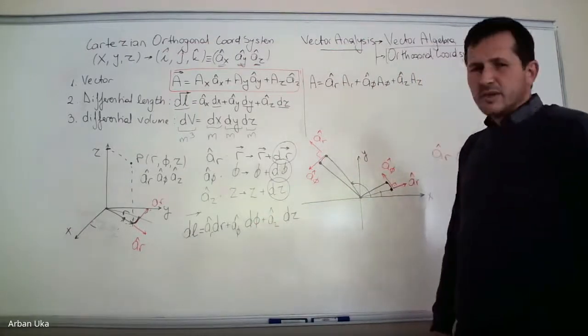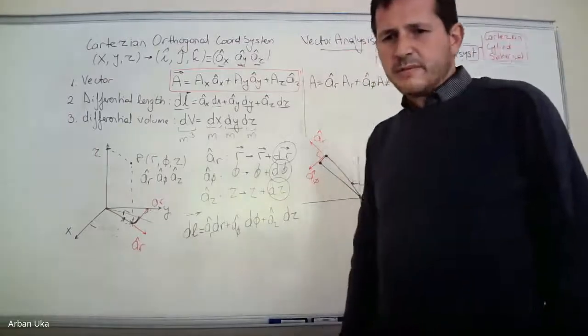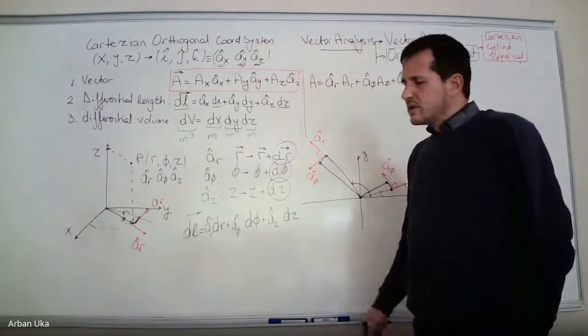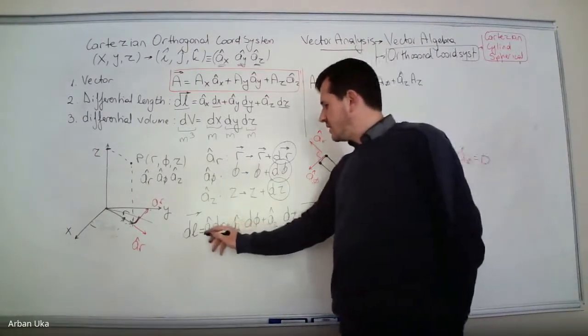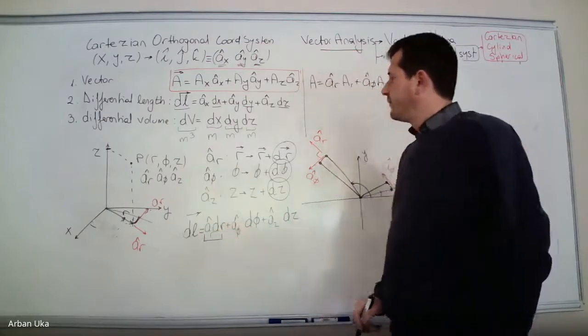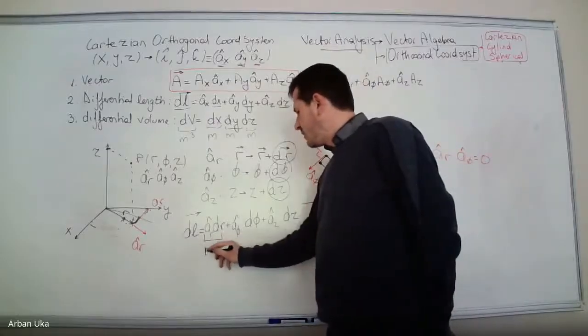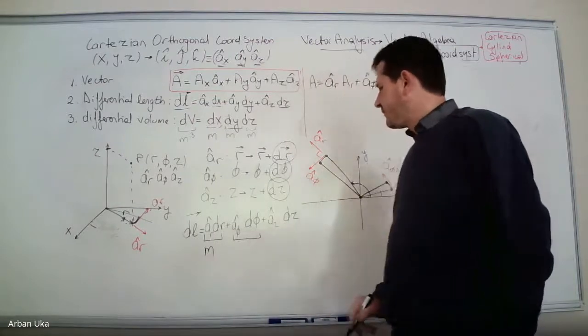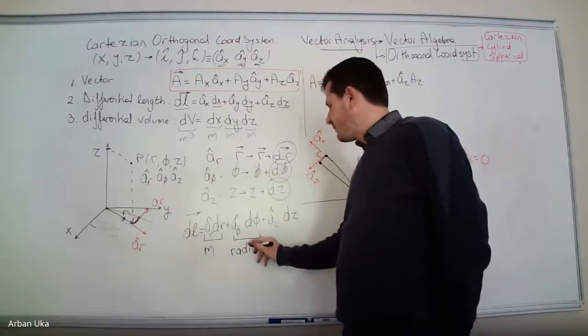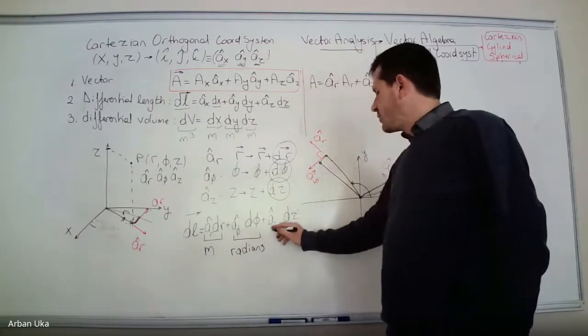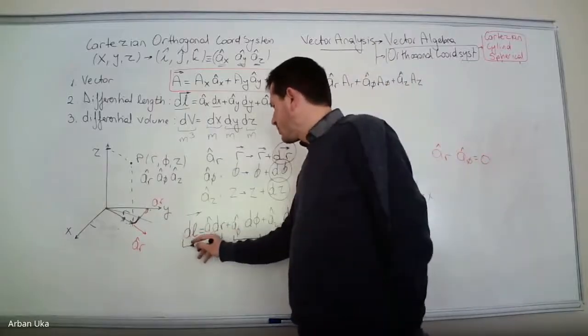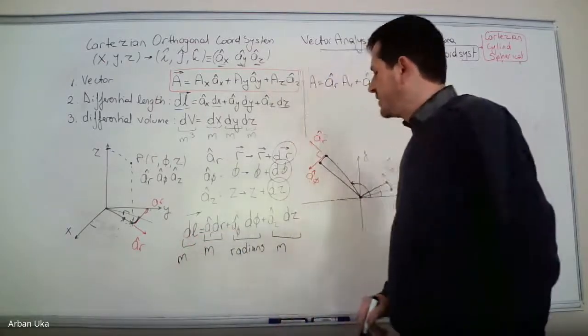That's it. But now I want to ask Brendan again. Brendan, what is the unit of delta r here? Meters. That's correct. What is the unit here? I don't think that radians. That's correct. That's the radians. What is the unit here? Meters. Meters, and this is also meters. Do we have a problem here?